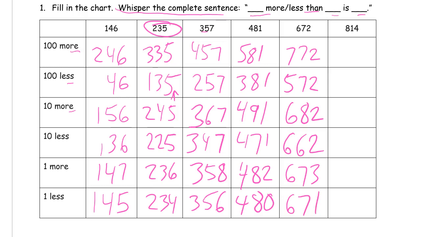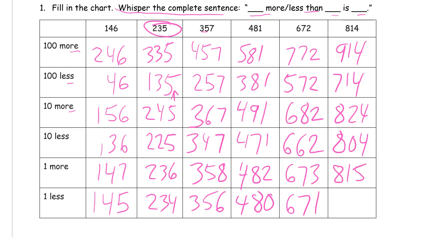100 more than 814 is 914. You notice while you're doing this, if you're actually saying the numbers out loud, it's not just the more than and less than phrasing. It's also saying the numbers, reading the numbers out loud, knowing the names of the numbers. If you don't practice saying them out loud, you're not going to get good at it. And this is a chance to get in a lot of practice. So 100 less than 814 is 714. 10 more than 814 is 824. 10 less than 814 is 804. 1 more than 814 is 815. And 1 less than 814 is 813.